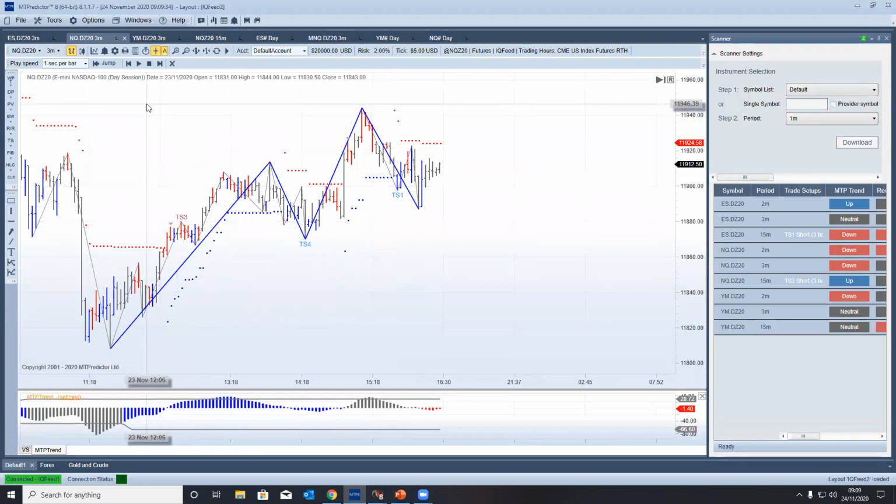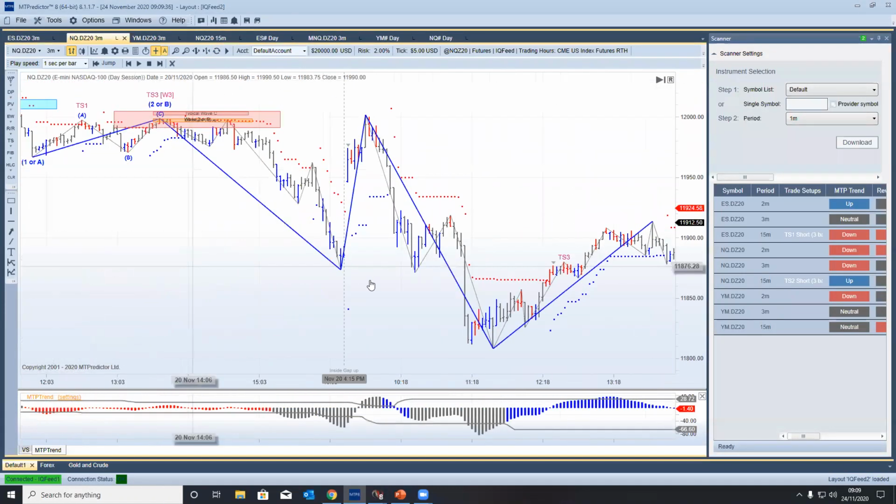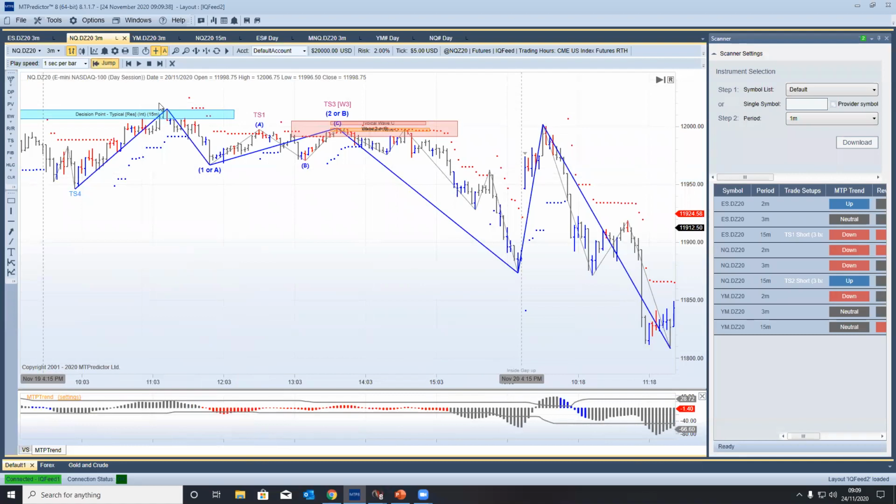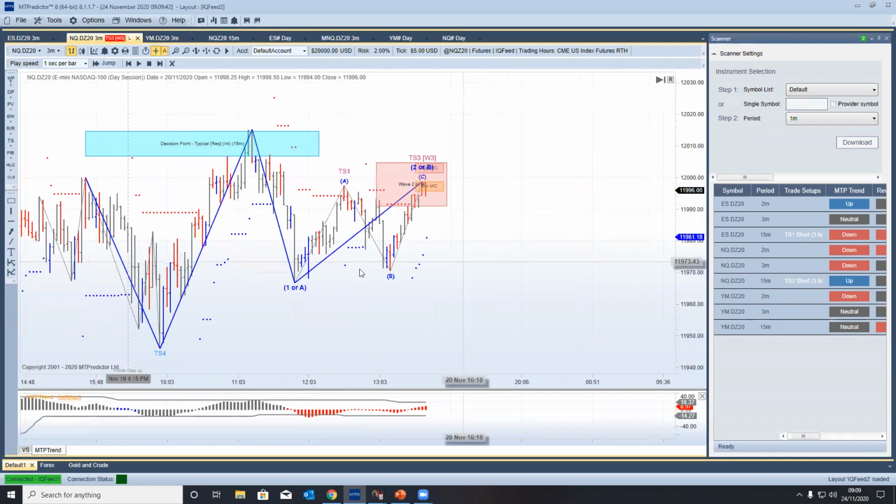Sorry about that. Just need to use the training mode again. I just refreshed the chart and came out of the training mode. Sorry about that.